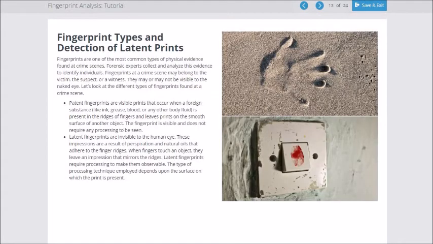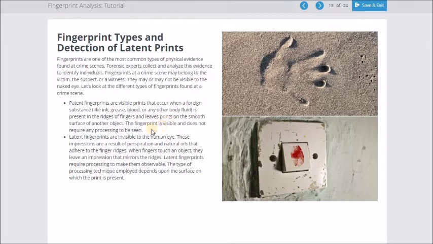So there are a couple of types of fingerprint patterns. The ones that you really think of as fingerprint patterns are what we call patent fingerprints. There was something on it, like just the oil naturally from your skin, or some grease, or blood, anything really. And when you touch something, it leaves a very clear, very visible fingerprint. This is called a patent fingerprint. You can see it right here with the blood on this switch.